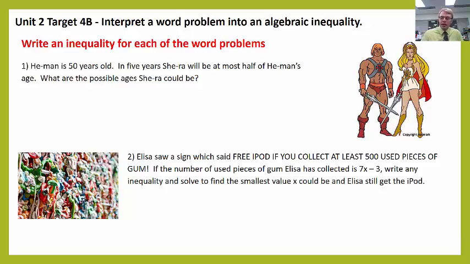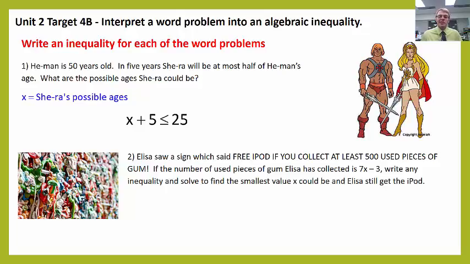Well, if we look at this, what we can see is what we're trying to figure out is She-Ra's age. So that's going to be our variable. That's going to be our x. Now, when we look at this, we can say in 5 years. So if we add 5 years to She-Ra's age, she will be at most, right? At most is less than or equal to half of He-Man's age. Well, they already told us He-Man's age was 50, so half of that is 25. So x plus 5 is less than or equal to 25. That would allow us to have an inequality to find the possible ages for She-Ra.